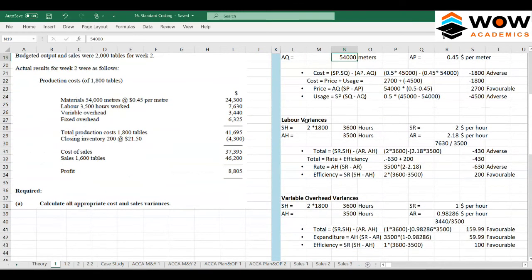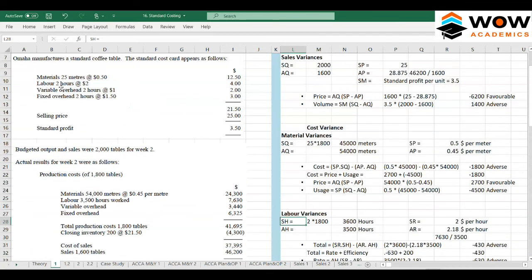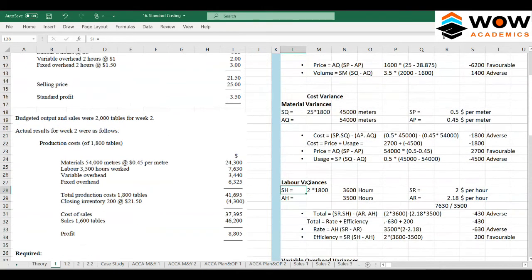Labor variance is also the same kind of problem. We know the time taken for a single unit. It is 2 hours per unit, you got it from here. And we produce 1800 actual units, so multiply, you'll get the answer. Other numbers are quite easy, except for actual rate. He has not given the actual rate, it is hidden. So they have worked 7630 divided by 3500 actual hours. You will get this 2.18.